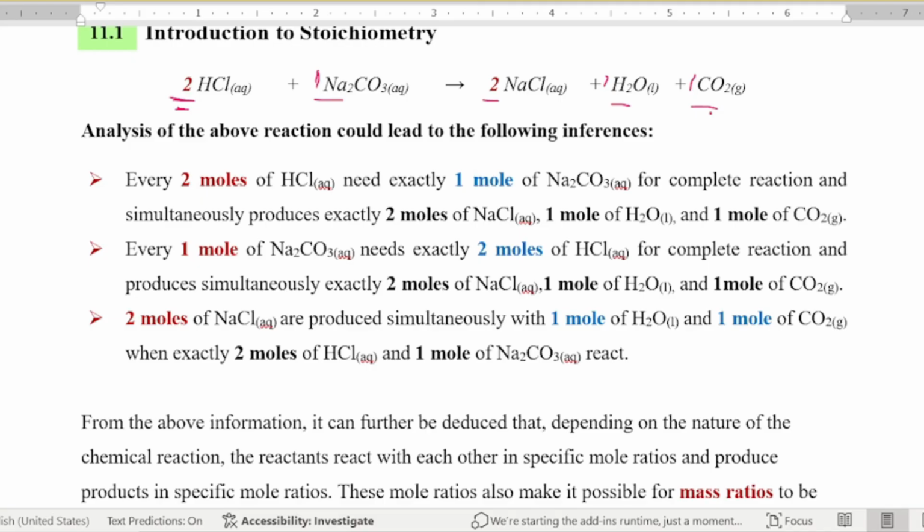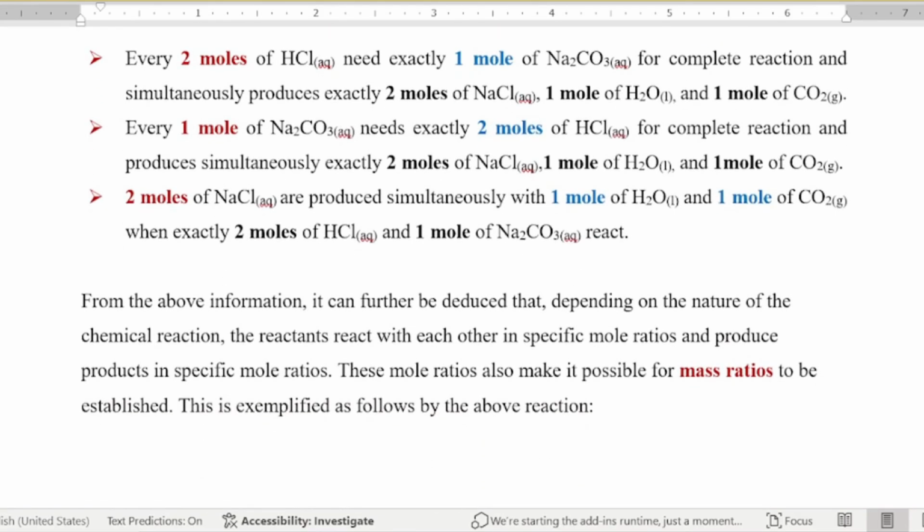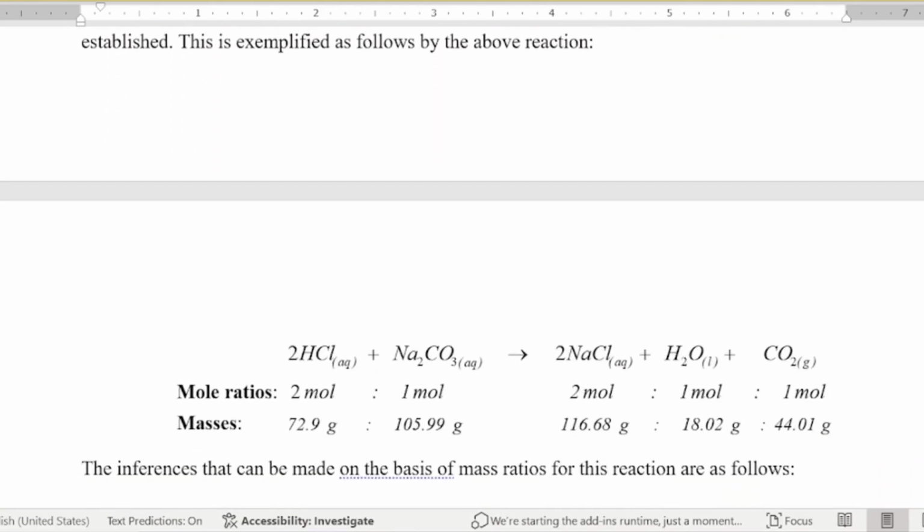For every 1 mole of this that is produced, 1 mole of this must be produced, 2 moles of that must be produced. And to get that, you must have 2 moles of this and 1 mole of that. You can look at it from different angles, okay? So these are ratios there. Now we can look at it in terms of mass.